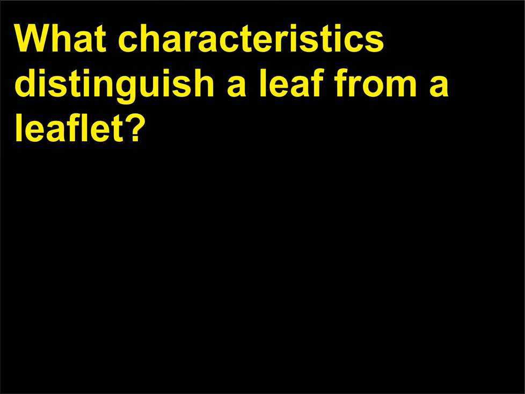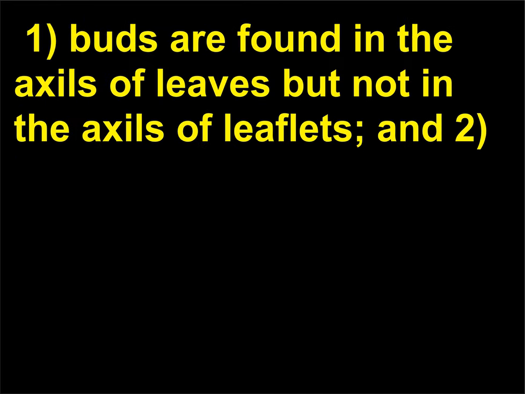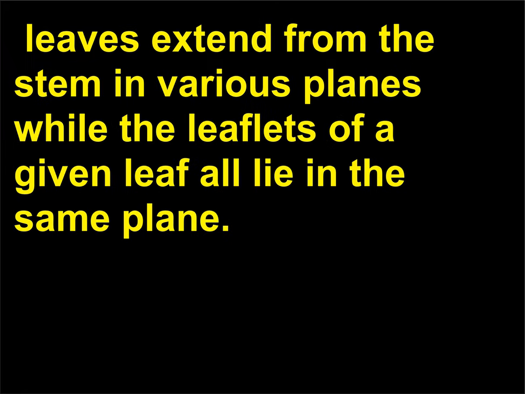What characteristics distinguish a leaf from a leaflet? The two criteria used to distinguish a leaf from a leaflet are: 1. Buds are found in the axils of leaves but not in the axils of leaflets, and 2. Leaves extend from the stem in various planes while the leaflets of a given leaf all lie in the same plane.